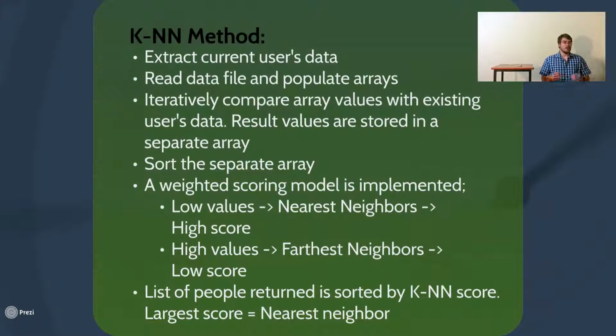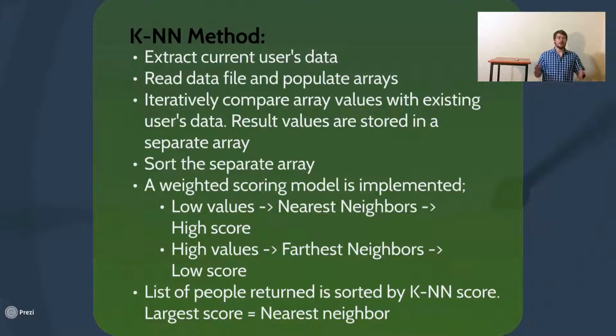The custom KNN method that was developed works in the following manner. Extract the current user's data. Then read the data file and populate certain arrays. Alternatively, compare array values with existing users' data. Result values are stored in a separate array. The separate array is then sorted, and then a weighted scoring model is implemented where the low values are equal to the nearest neighbors and therefore assign a higher score. The high values are equal to the farthest neighbors and that is therefore equal to a lower score. The list of people is then finally returned and sorted by this KNN score. The largest score is equal to the nearest neighbor.